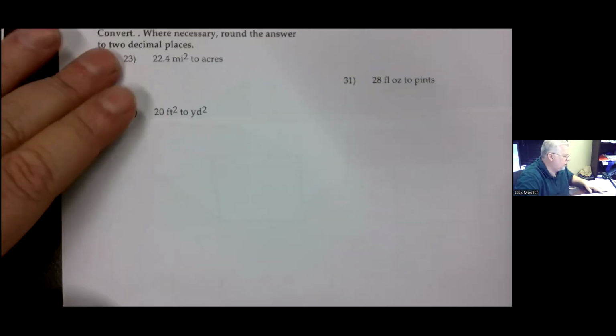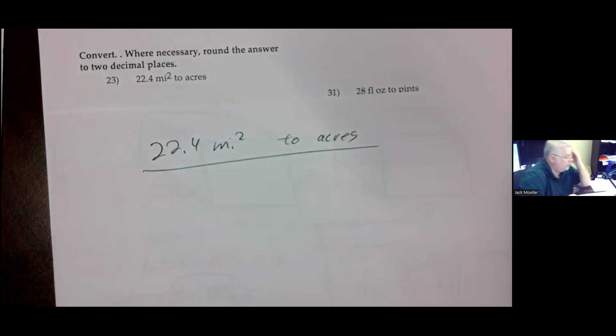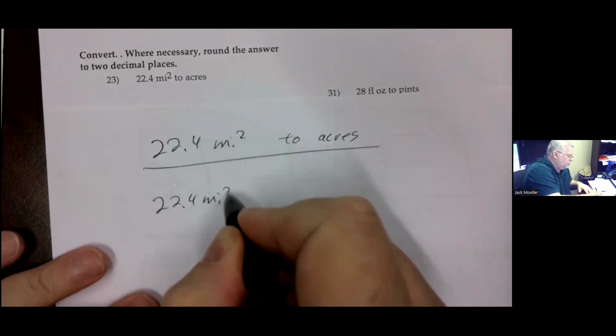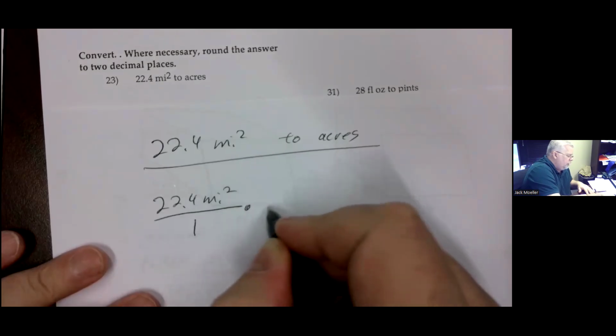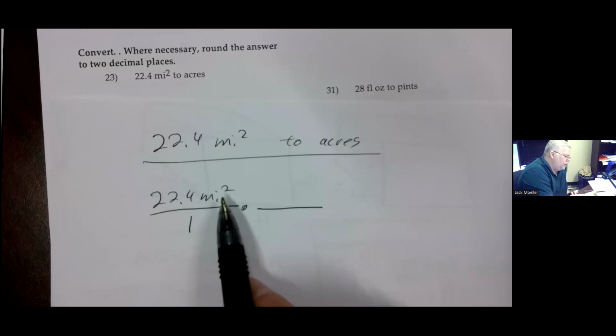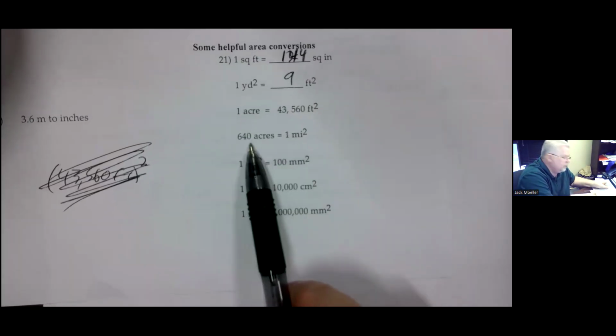22.4 miles squared to acres. So if you've watched the 9.1 video, then we're following the exact same setup. Whatever you're starting with, put that as a fraction over 1. 22.4 miles squared. And now we need a conversion fraction, or maybe more than one. Do we know a direct conversion from miles squared to acres? Look back on the previous page, 1 square mile is 640 acres. So how do we set that up?